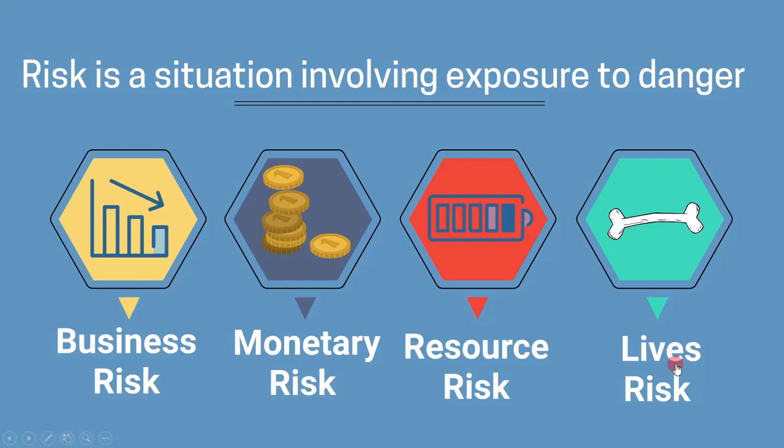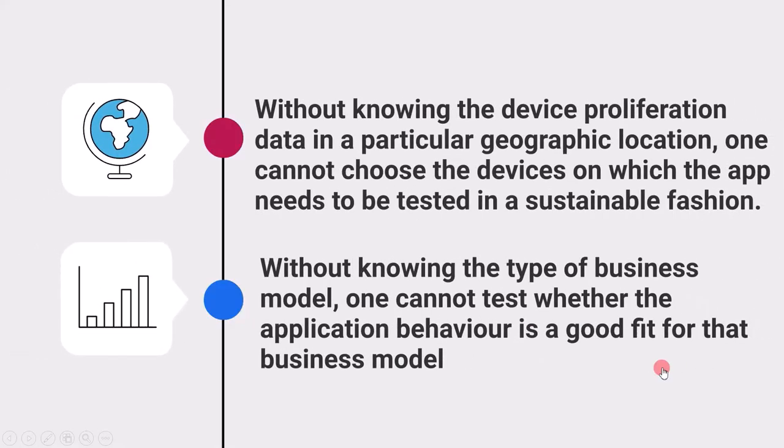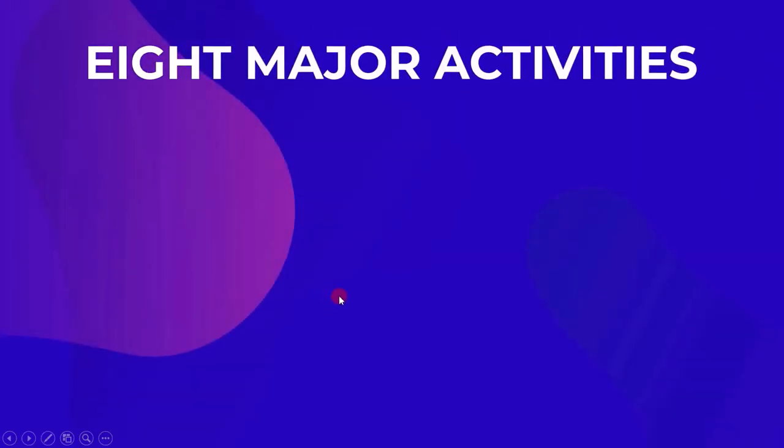With this overview, now let's get back to the syllabus. For example, in the case of a mobile application, we can have these two risks. Without knowing the device proliferation data in a particular geographic location, one cannot choose the devices on which the app needs to be tested in a sustainable fashion. Without knowing the type of business model, one cannot test whether the application behavior is a good fit for that business model. While creating a test strategy for mobile application testing, we need to consider these risks and challenges.